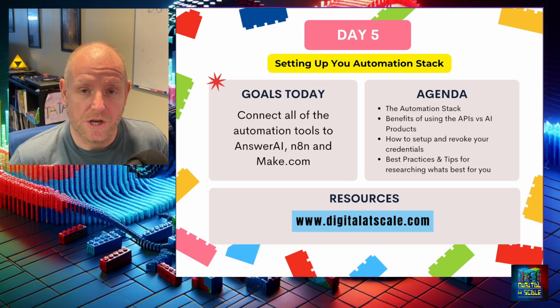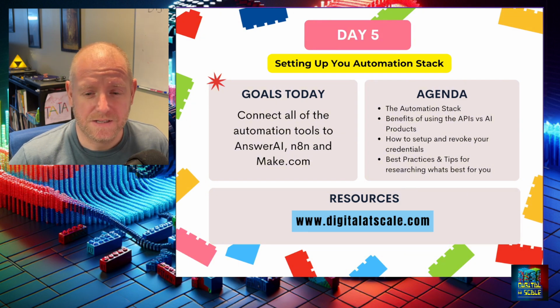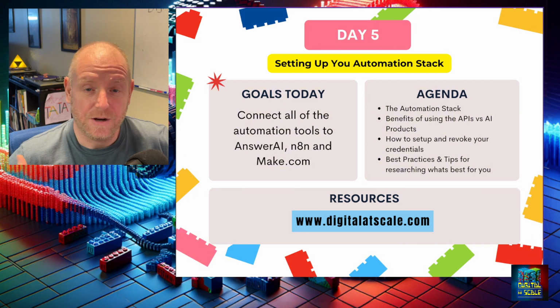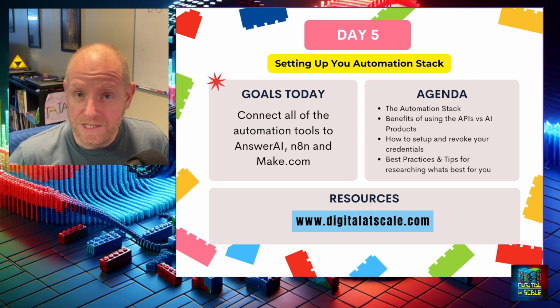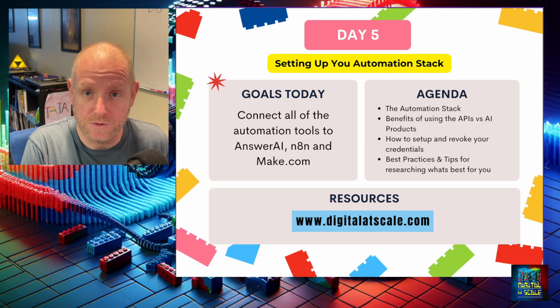Today we're going to talk about the automation stack, what goes into it, and what the different components of it are. We're also going to talk about the benefits of using APIs versus the actual AI apps. And then we'll talk about how to set up your own credentials, what an API key is, and how to revoke them. So we'll cover best practices around using these tools and researching what tools are best for you.